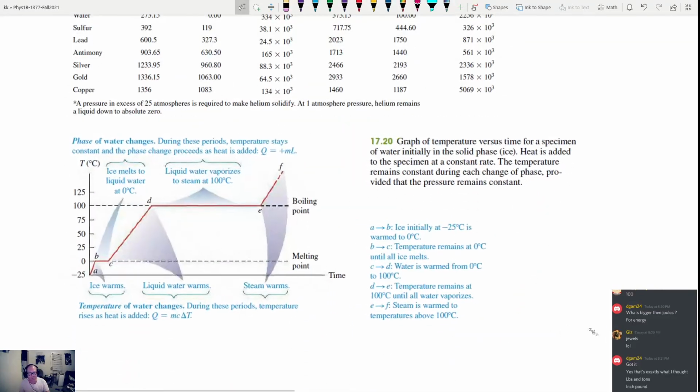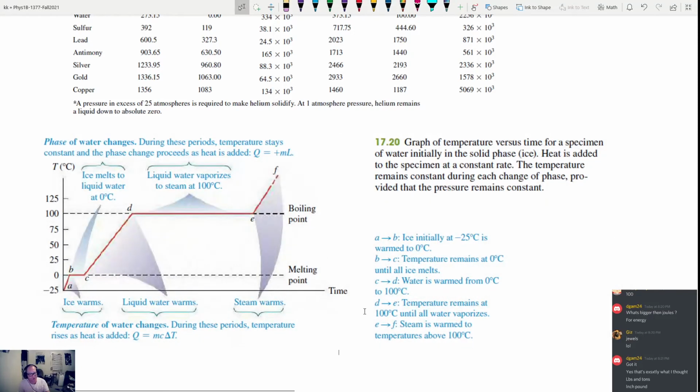Okay, so given this idea, here is a picture that's supposed to help you understand exactly how this process occurs. On this graph, let's take a second to look at the axes. I think one of the most important things about understanding what a graph says is to focus on the axes first. The y-axis measures temperature in degrees Celsius, and it goes from negative 25 up to 125. The other axis is time. And it says heat is added to the specimen at a constant rate. Because heat is added at a constant rate, time is also a measurement of heat being added.